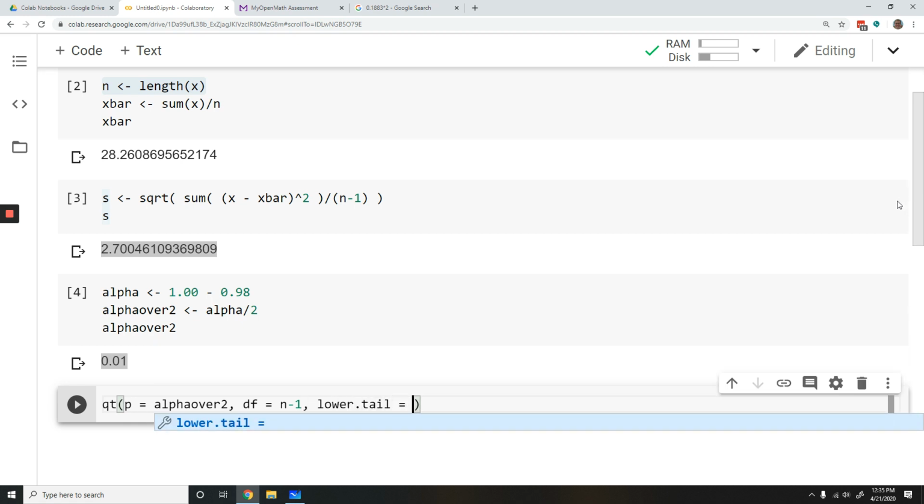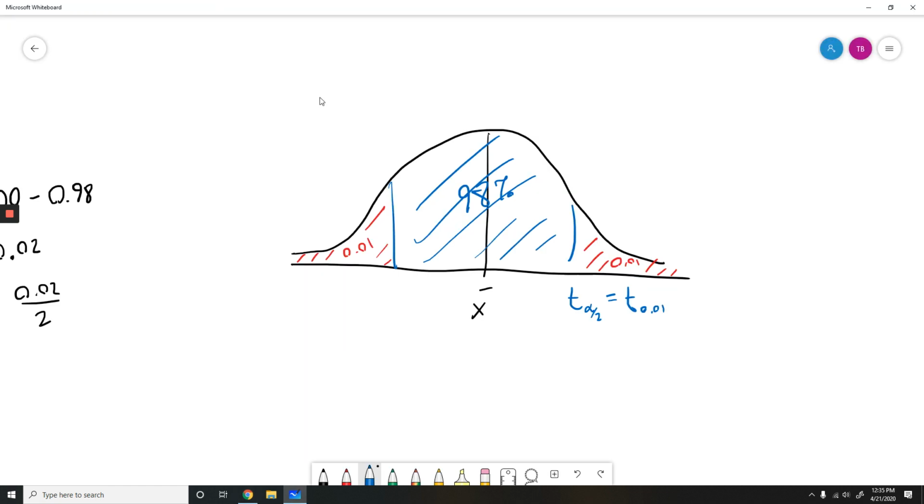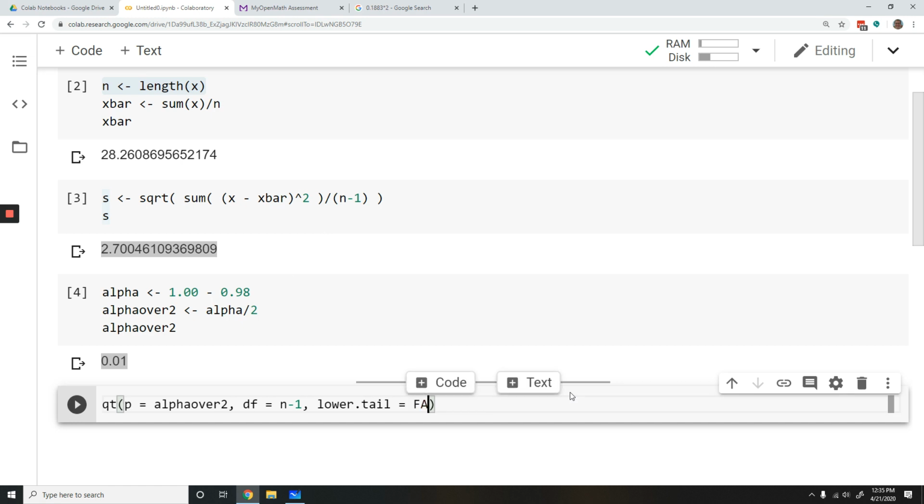And then we need to decide if we want lower tail. Is this going to be true or false? So if we look at our picture, we want T alpha over 2 right here. So the alpha over 2 is above it, right? That area is in the upper tail, not the lower tail. So we're going to set lower tail equal to false.